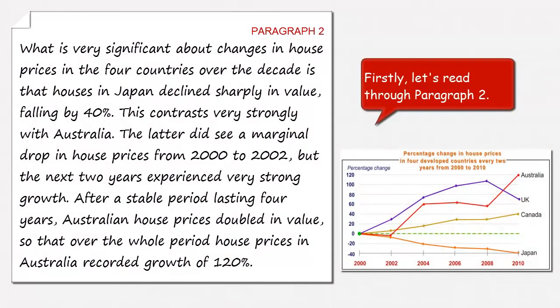Firstly, let's read through paragraph 2. What is very significant about changes in house prices in the 4 countries over the decade is that houses in Japan declined sharply in value, falling by 40%. This contrasts very strongly with Australia. The latter did see a marginal drop in house prices from 2000 to 2002, but the next 2 years experienced very strong growth. After a stable period lasting 4 years, Australian house prices doubled in value, so that over the whole period house prices in Australia recorded growth of 120%.